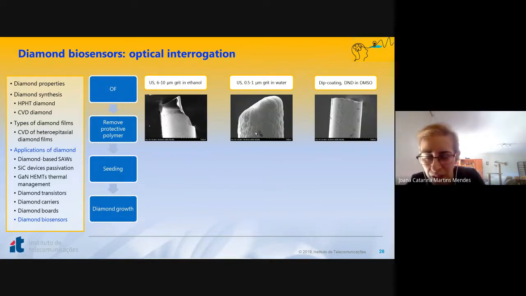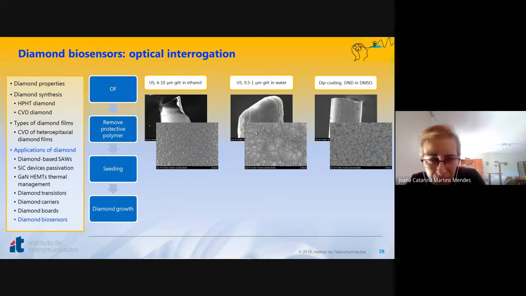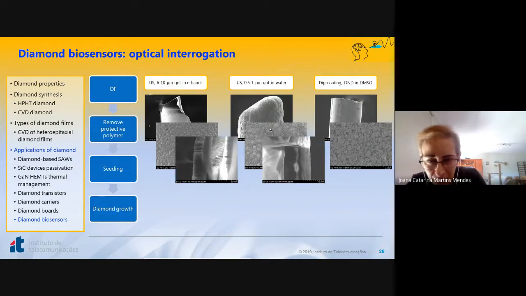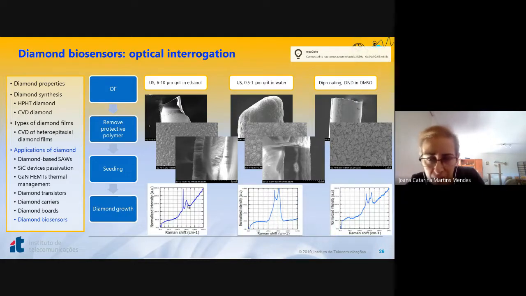This one is totally covered. Here you see the morphology of the film, which is a bit different, and then a cross section, showing that the film is totally closed and it really covers the optical fiber. And finally, the Raman spectrum, again showing that seeding with 612 has a very sharp diamond peak.